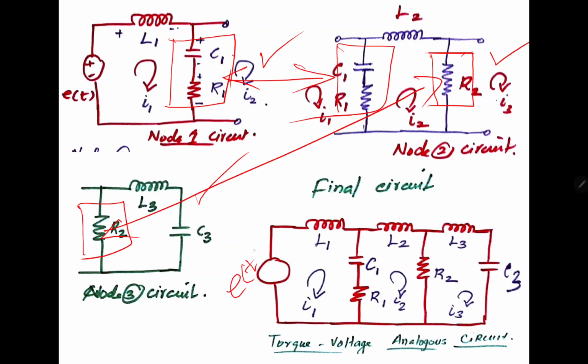So a voltage source is connected with the inductor, and two elements, that is capacitor and resistor, are common to loop 1 and loop 2, and again an inductor, a resistor which is common to loop 2 and loop 3, then an inductor and capacitor connected in series. So this is the torque voltage analogous circuit for the given problem.